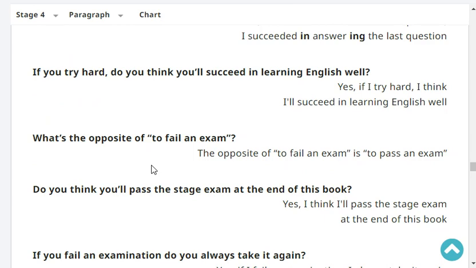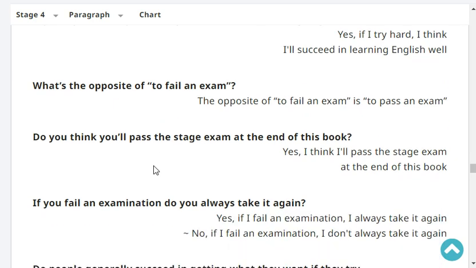What's the opposite of to fail an exam? The opposite of to fail an exam is to pass an exam. Very good. Do you think you'll pass the stage exam at the end of this book? Yes, I think I'll pass the stage exam at the end of this book.